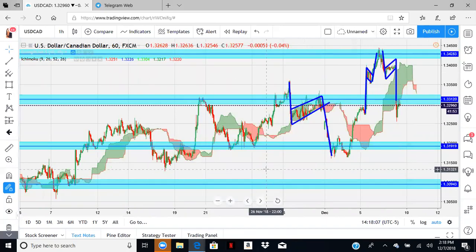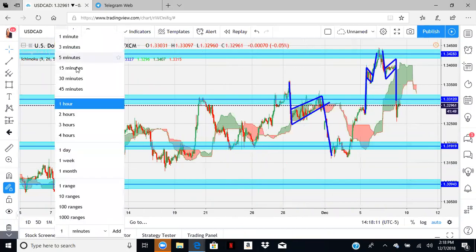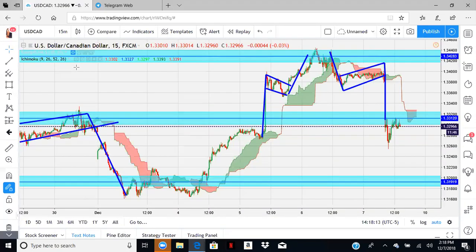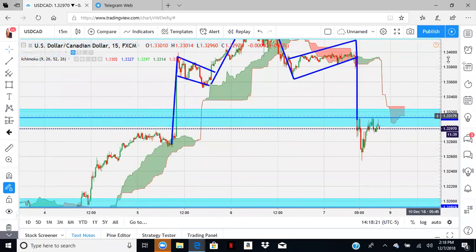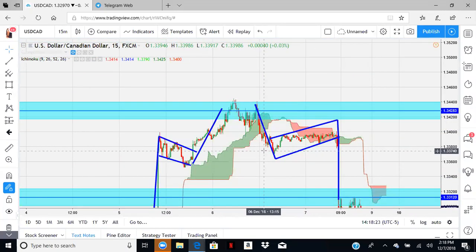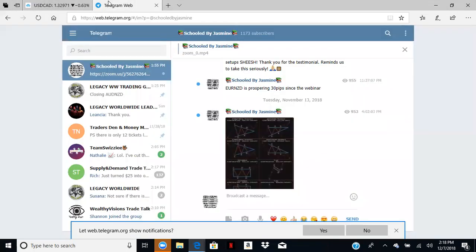Now what I noticed was whenever a flag forms, it enters the cloud. So here is an example of UCAT entering the cloud. This is how I posted it on the Telegram.